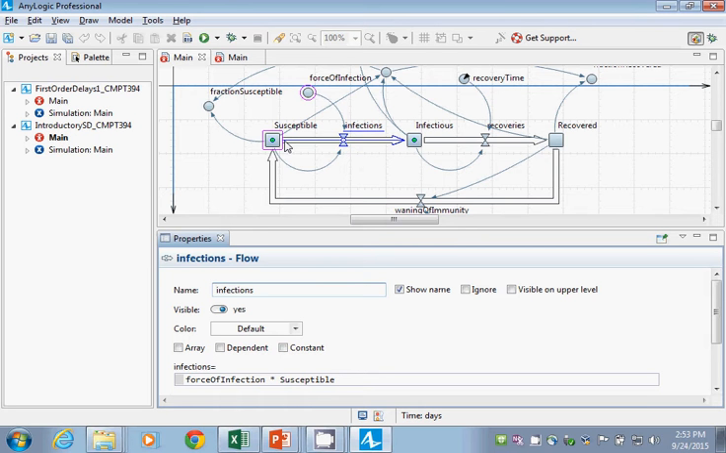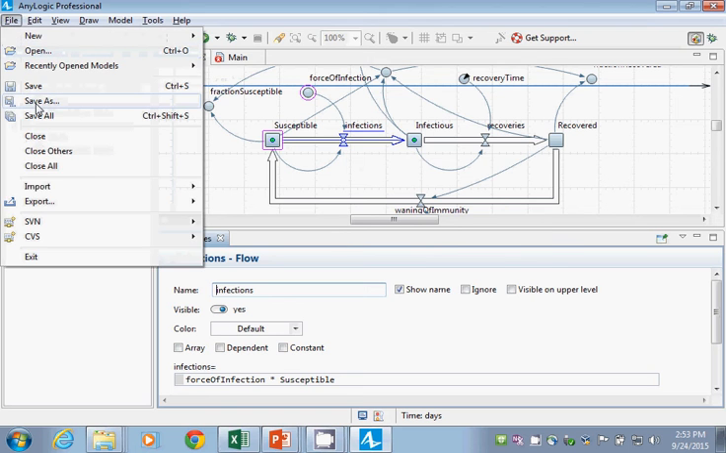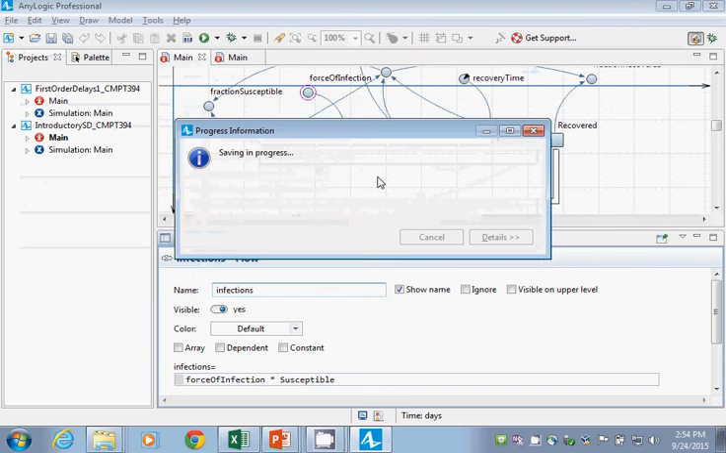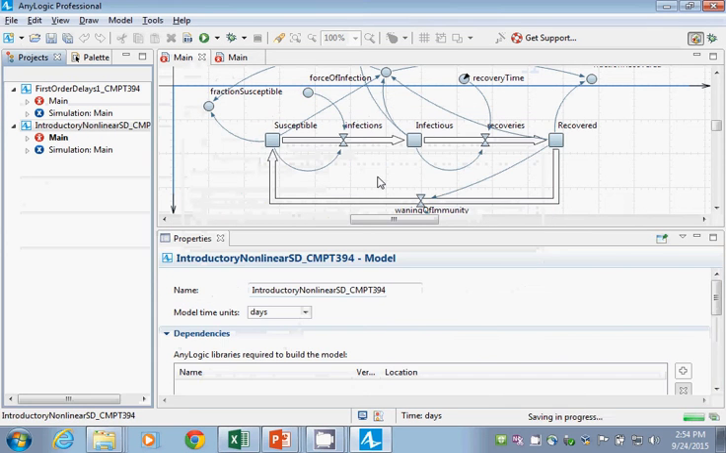Let's go change it. We're going to make this model, ladies and gentlemen, nonlinear. Are you ready? You fired up? Okay, so I'd like you to save this model, do a save as, and we're going to say introductory nonlinear SD. Oh, it just changed it to CMD 395. Well, that's an interesting idea, but it's 394. It tries to be smart about the version number, not realizing it's a class designation.